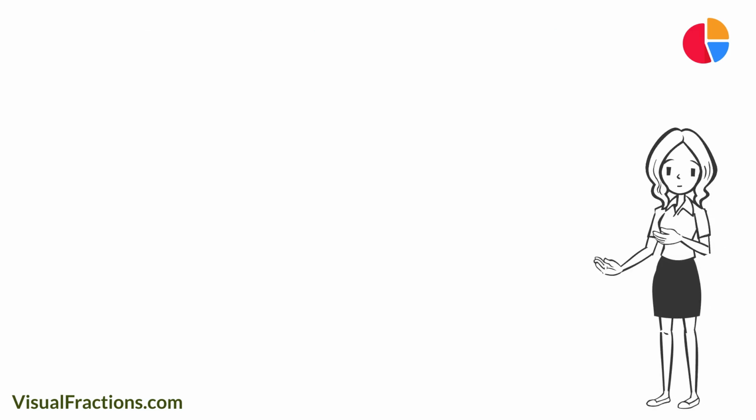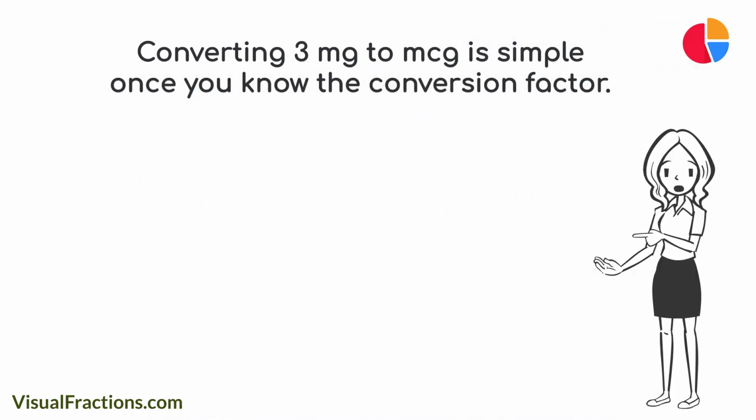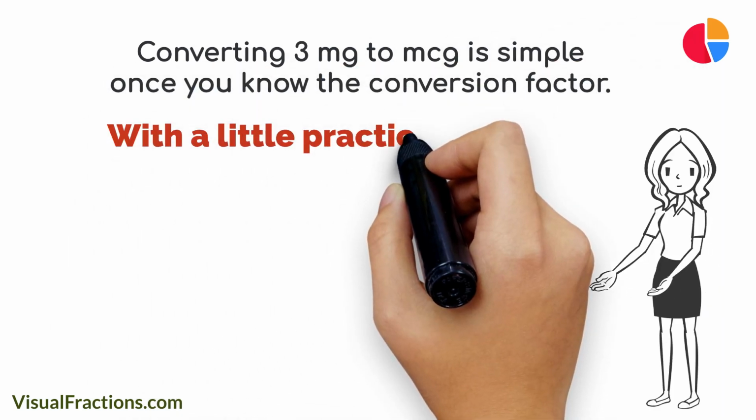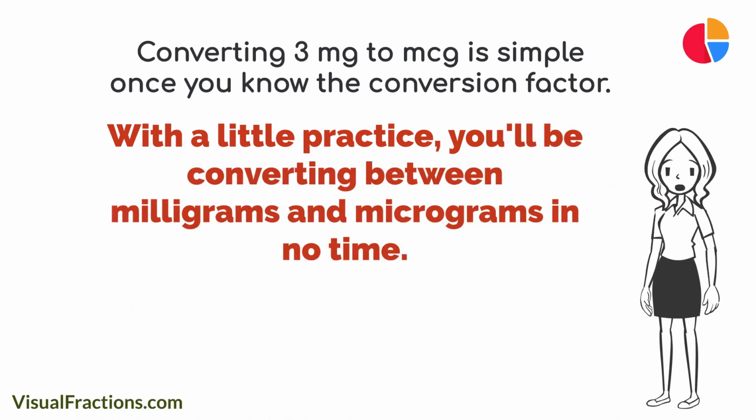And there you have it. Converting 3 milligrams to micrograms is simple once you know the conversion factor. With a little practice, you'll be converting between milligrams and micrograms in no time.